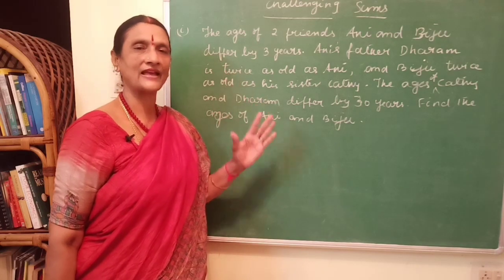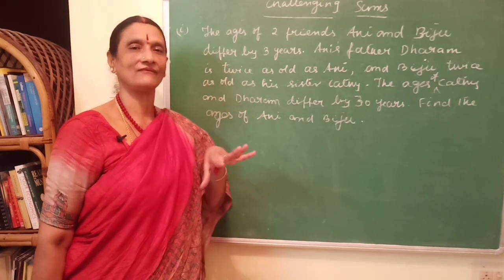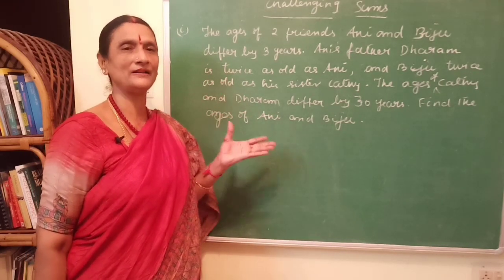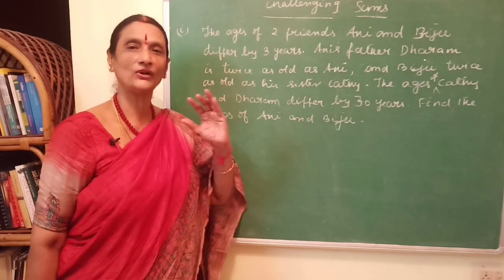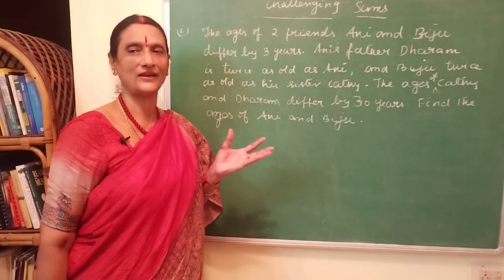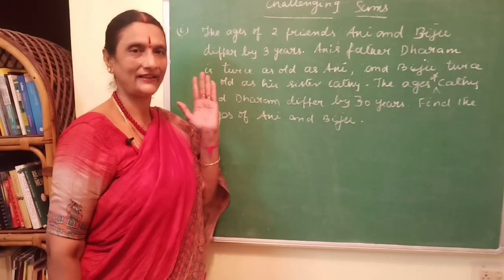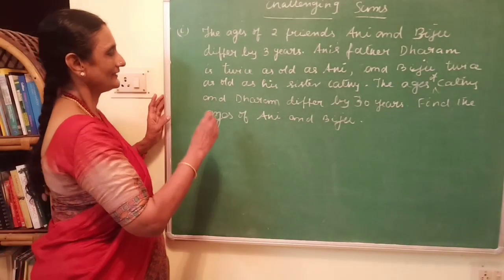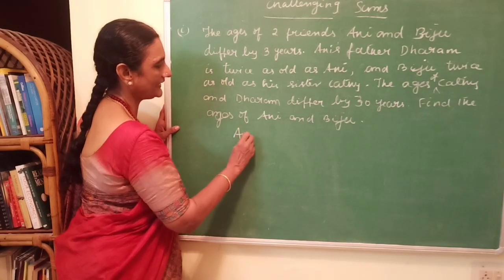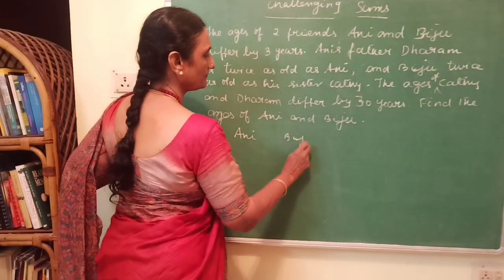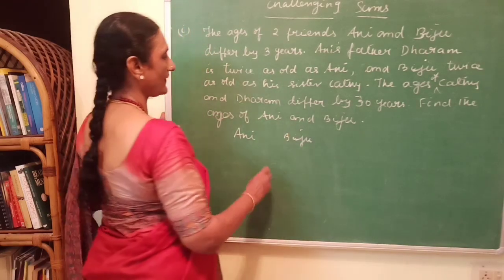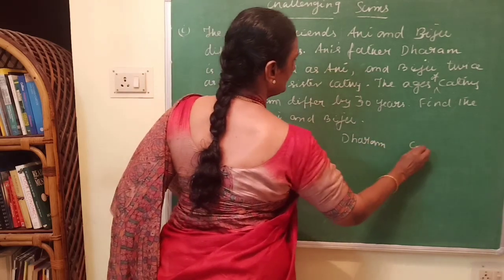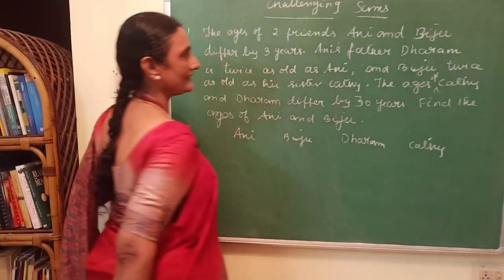Now this sum has a connection between 4 different people, or the ages of 4 different people are compared. So we have to slowly eliminate to get 2 equations and solve it. So that is the aim. That is how we should do it. Now here we can have the 4: Ani, Baiju, then Ani's father Dharam, and then Baiju's sister Kathy. We can have it like this.